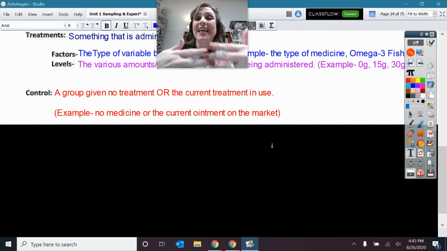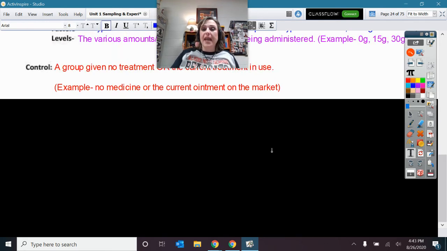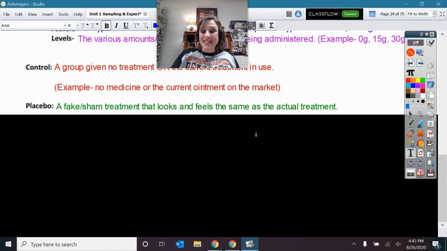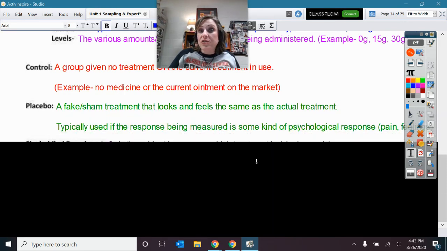So they continue to take that. And then we introduce this other option and see if people have a significantly better response to that than the current one. So the current would be considered the control, the starting point, the baseline. Okay. And then, of course, we have that placebo, which we've talked about, that fake or sham treatment that looks and feels the same as the actual.